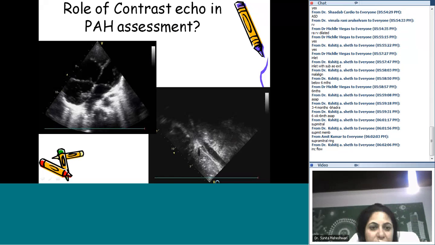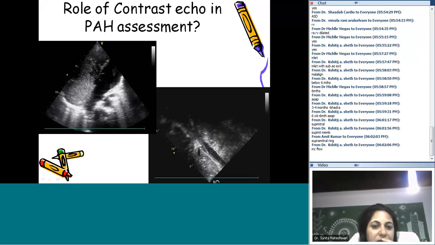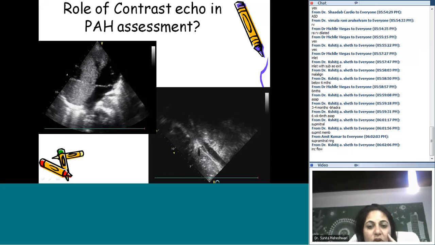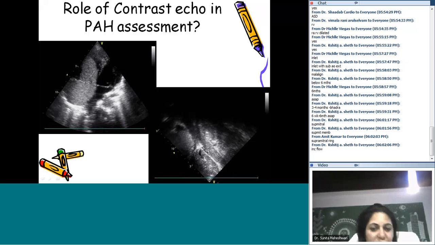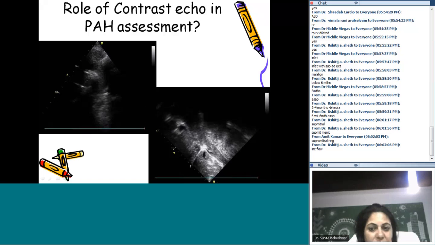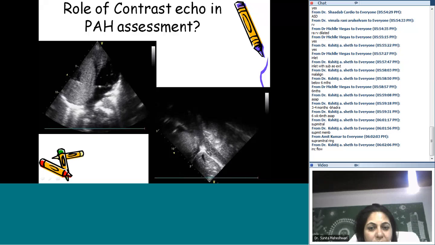Now, one question before we move on. What is the role of contrast echo in the assessment of pulmonary hypertension? What is happening here in this contrast echo? What is your diagnosis here? Watch both these images. Anyone? Diagnosis?